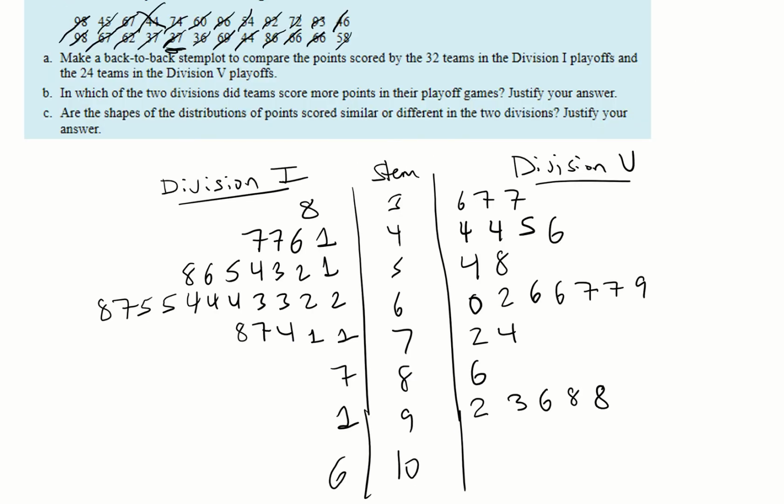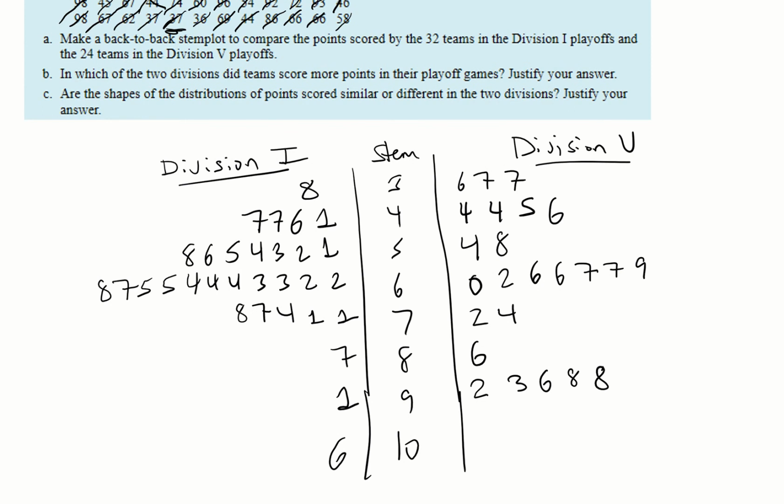All right, so this is the completed back-to-back stem plot here. I went ahead and adjusted some of the values because I forgot some numbers there, so you can make any adjustments there. But this is the back-to-back stem plot. You can see that you can compare them side by side. And so that's it for part A.